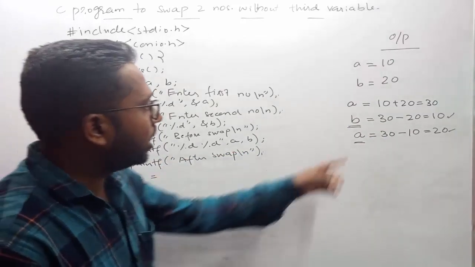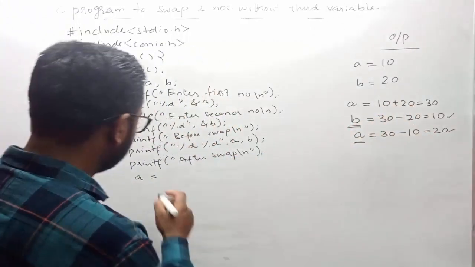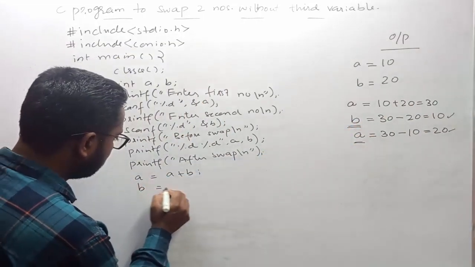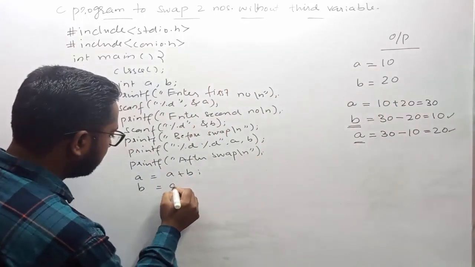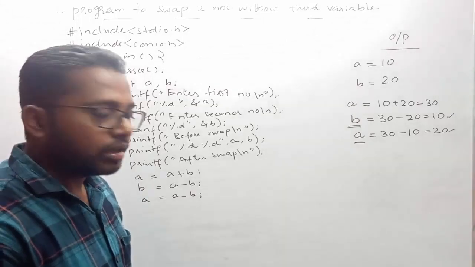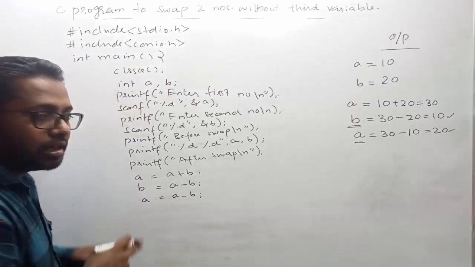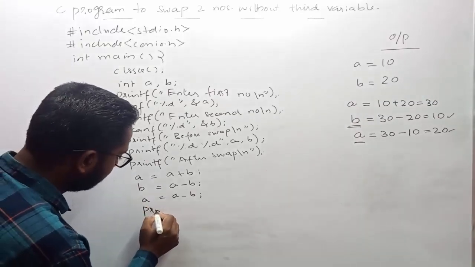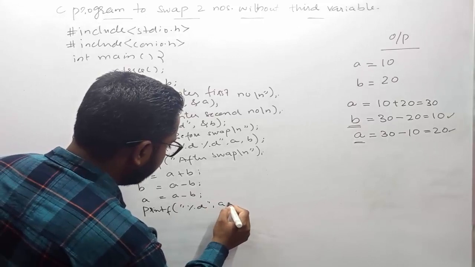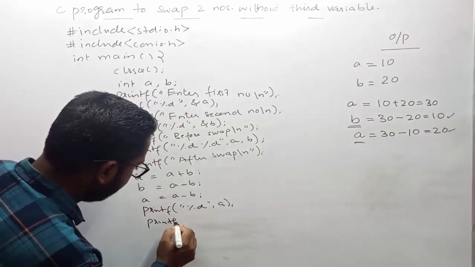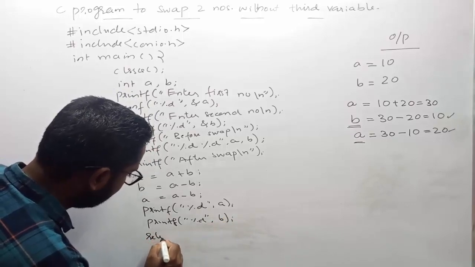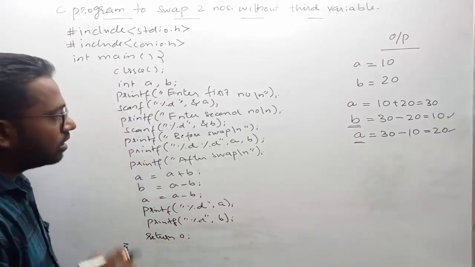A equals the value of A plus the value of B, which is A plus B. Next, B equals A minus B. Then again A equals A minus B. Now I have got new values in A and new value in B. So I will print those values. printf %d, A, printf %d, B, and then at the end return 0 and then close the curly bracket.